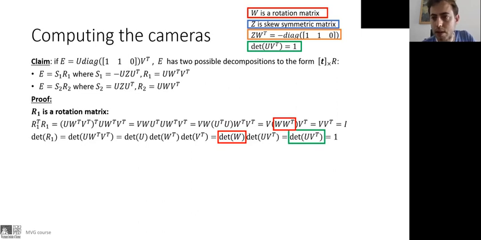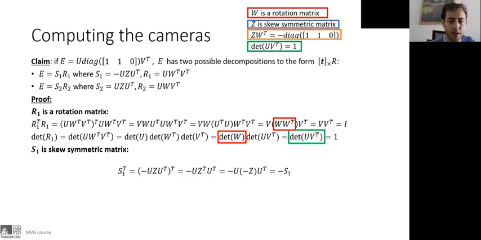Okay. The transpose should be equal to minus the original matrix. Yes, exactly. So let's show that. We just put the element of S1 in and transpose it. So we get minus U Z transpose U transpose. Now we use the fact that Z is skew-symmetric, so instead of Z transpose, we write minus Z. And now the minuses cancel, and we get just minus S1.